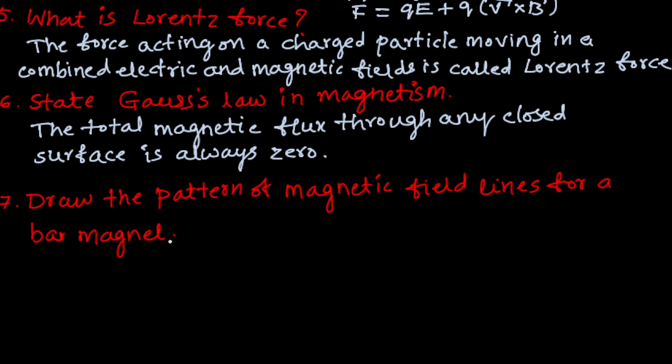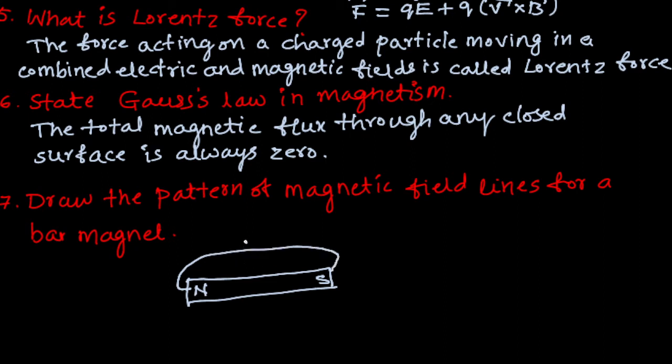Okay. Now the seventh question: draw the pattern of magnetic field lines for a bar magnet. Let us draw the bar magnet. Suppose this is the North Pole and this is the South Pole. The magnetic lines always start from the North Pole and end at the South Pole. So we start from here and end at the South Pole, and the direction is always from north to south.